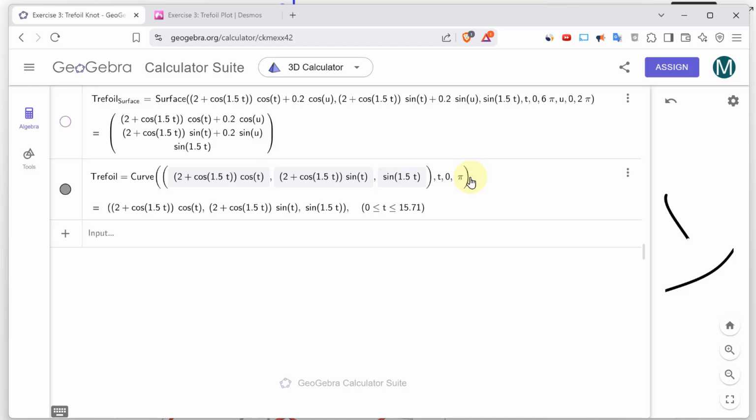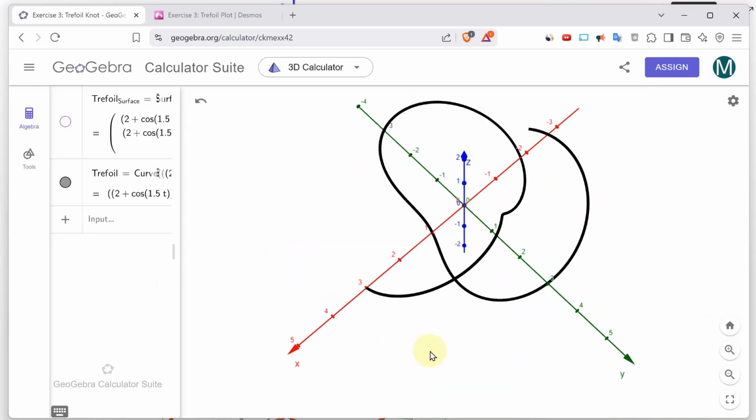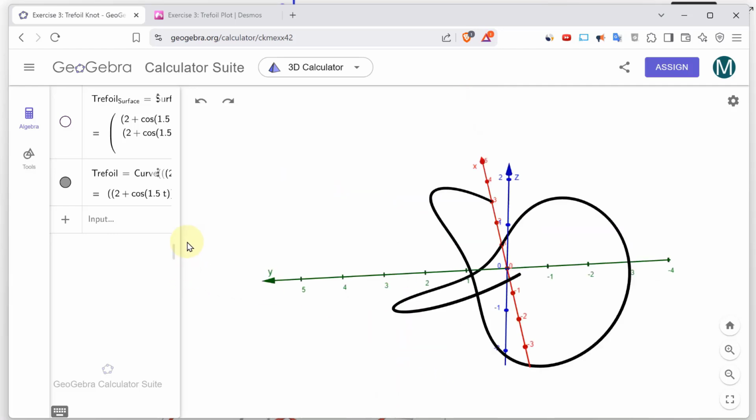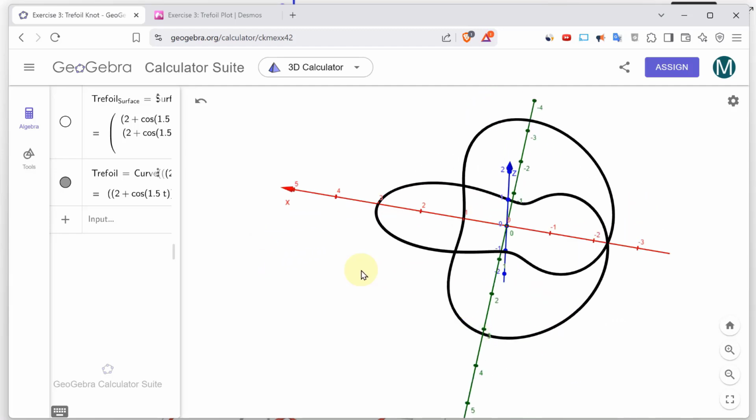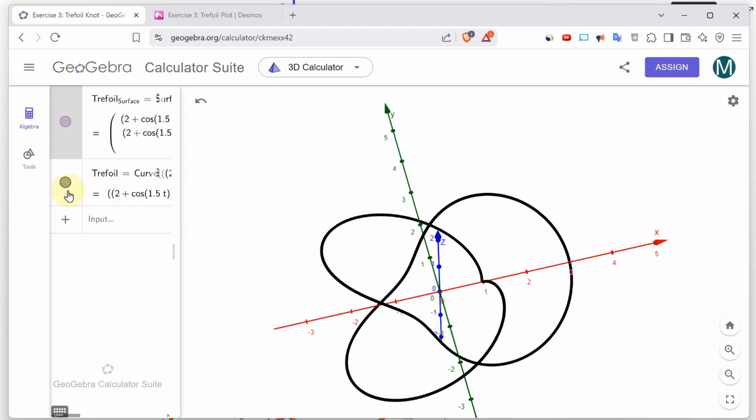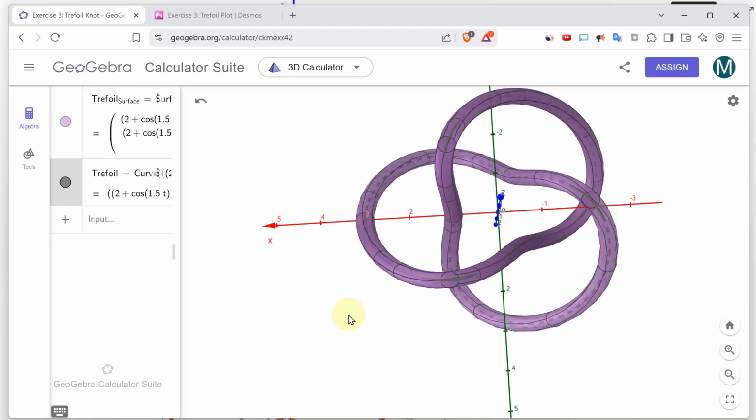Remember, the other one is 1.5 T from 6 pi. So I'm going to put 3 pi. And there it is. See how it doesn't fully loop around? So we need at least another 4 pi there. So there's the full setup, and there's the surface. Again, it takes a lot of computing power. Anyways, that's how it is.